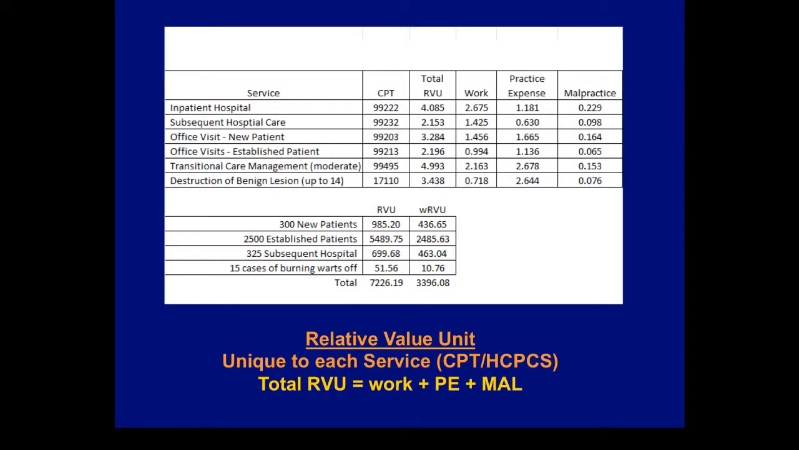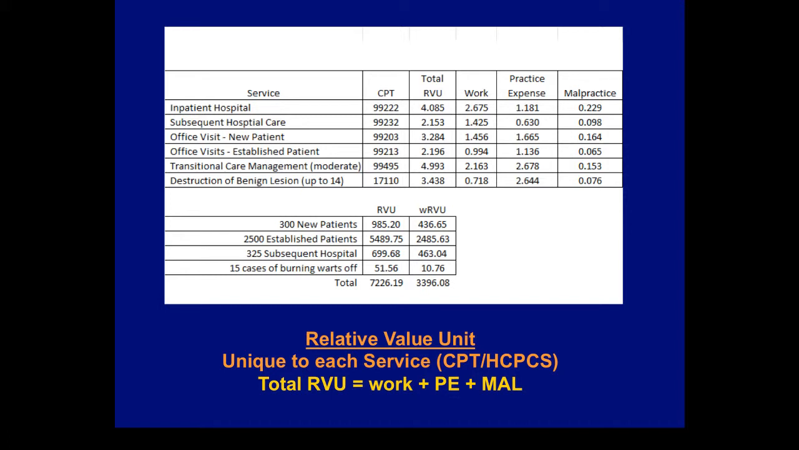If I'm going to do an inpatient hospital visit, and I'm a nurse practitioner and I'm going to round and do my initial visit, I'm going to do a 99222, which is the middle of the road of the 3-level series. My total work RVU is going to be a 4.08 national number. If I'm going to do a visit in my outpatient office with an established patient, 99213, middle of the road, there are 5 different levels, but I'm just picking the 3, that has a value of 2.196. Destruction of benign lesion, when I burn off your wart, I'm going to get a value of 3.438 on top of that.